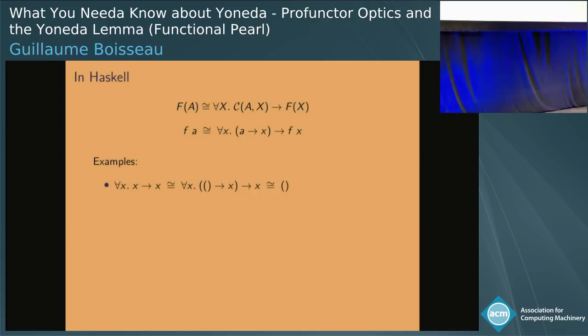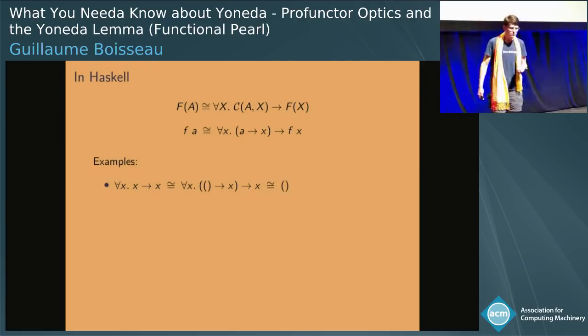Examples include, if you look at the type of the identity function, that's the type on the left, it's for all x, x arrow x. Well, we know that for any type x, the type is isomorphic to the functions from the unit into x. Any function from unit into x is simply a choice of a particular element of that type. So I get this equivalent type for the identity function. And then by the Yoneda lemma, where f here is chosen to be the identity, I get that this is isomorphic to the unit type.